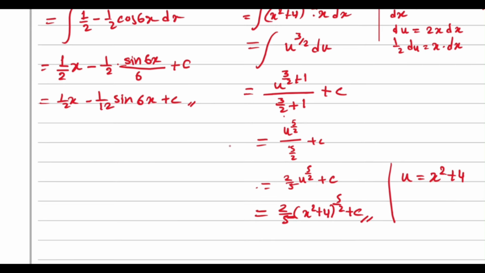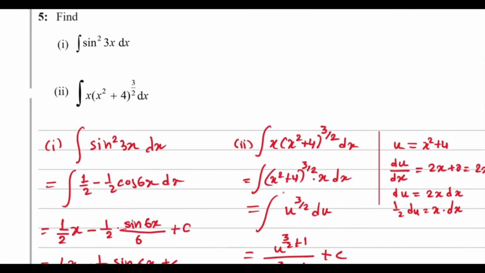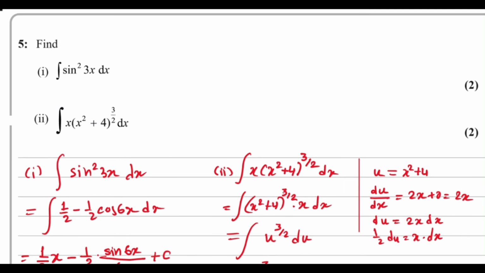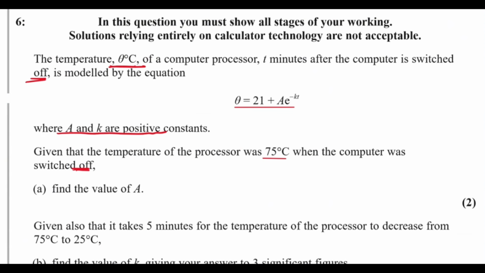Now this concludes our question number 5. We can now move to question number 6. So for question number 6, we can see that the temperature theta degrees Celsius of a computer processor t minutes after the computer is switched off is modeled by the equation. So in question number 6, we have a computer processor whose temperature after being switched off has been monitored and has been modeled by this equation.